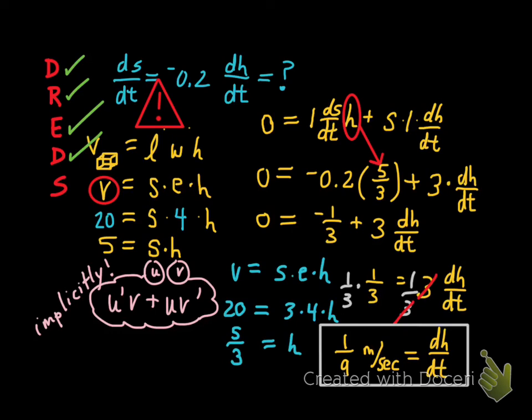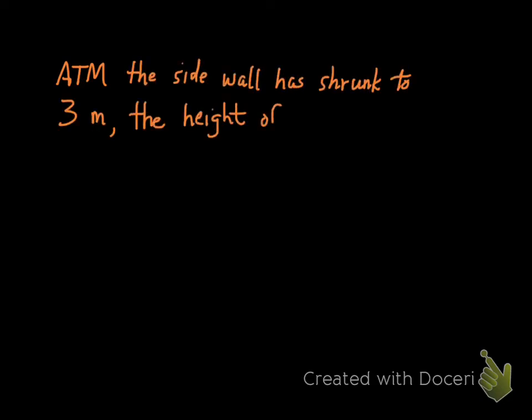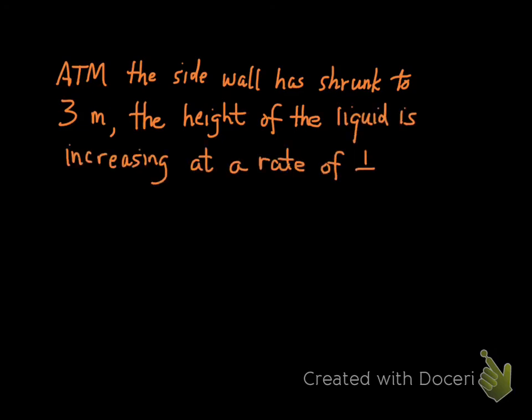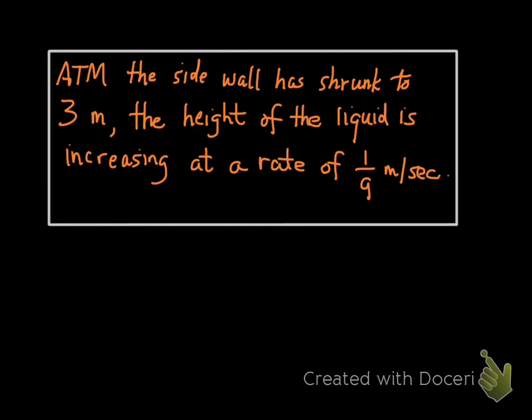So at this point, the rate at which the depth of the water is increasing is 1/9 meter per second. So you always need to write these, you guys, and interpret these correctly. At the moment, the sidewall has shrunk to 3 meters. The height of the liquid is increasing at a rate of 1/9 meters per second. That's how you end the story here, and that's a related rate problem that's a little more difficult.